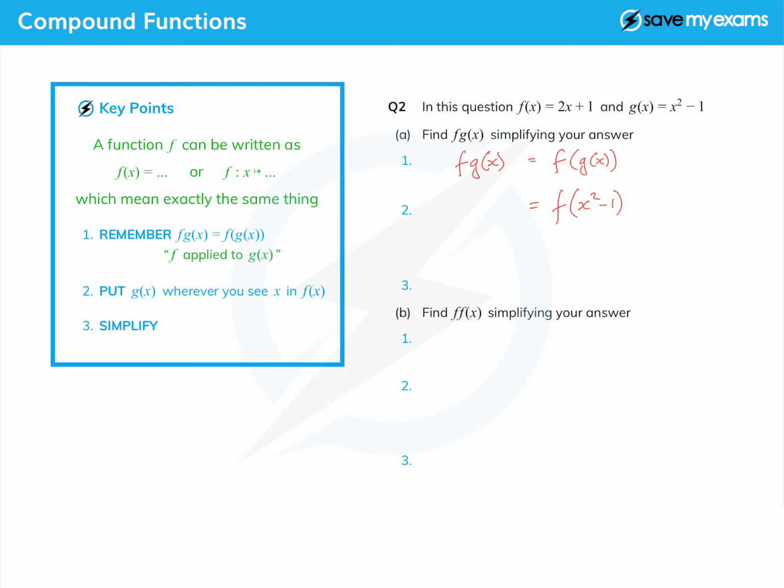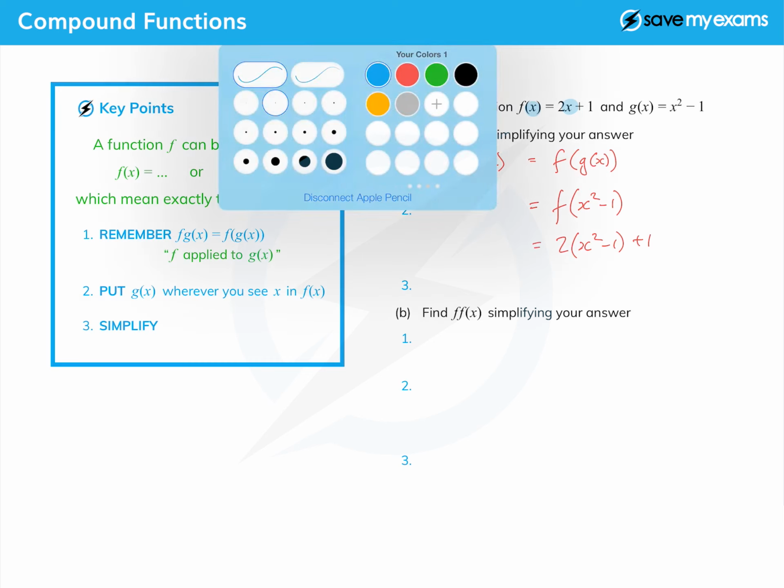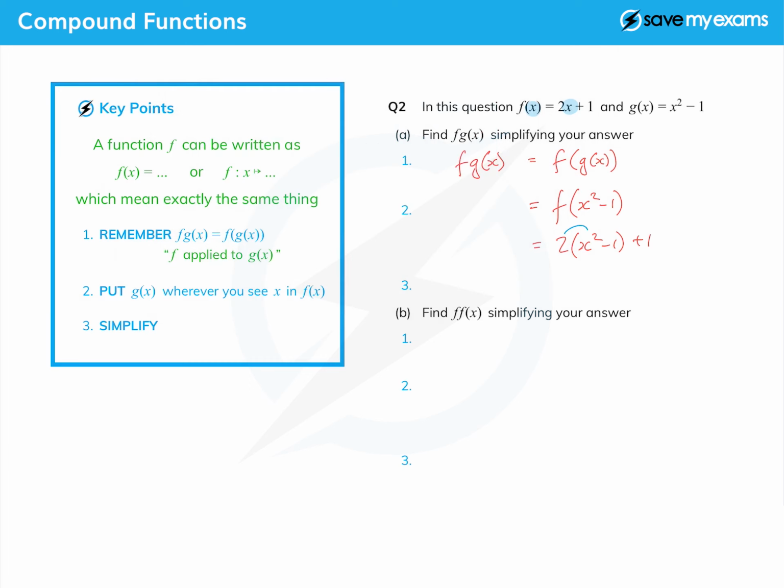And then we just simply replace the x in f of x equals 2x plus 1 with x squared minus 1. So this is 2 times (x squared minus 1) plus 1. So there we go. We've replaced that x by x squared minus 1. And now we simplify. A little bit of multiplying out to do. We multiply the 2 by everything inside the bracket, both the x squared and the minus 1. And we get 2x squared minus 2 plus 1, which I can simplify further to give me 2x squared minus 1.